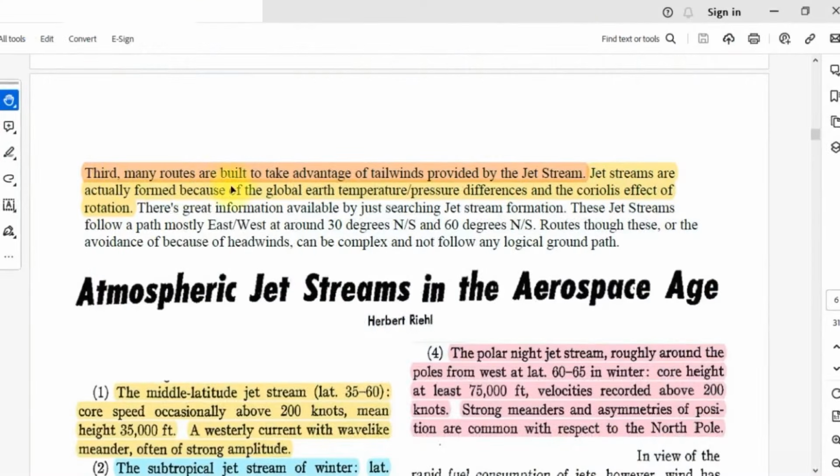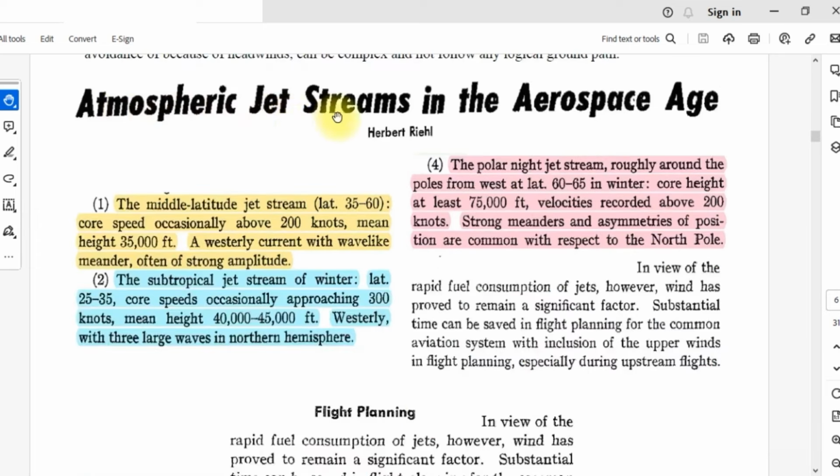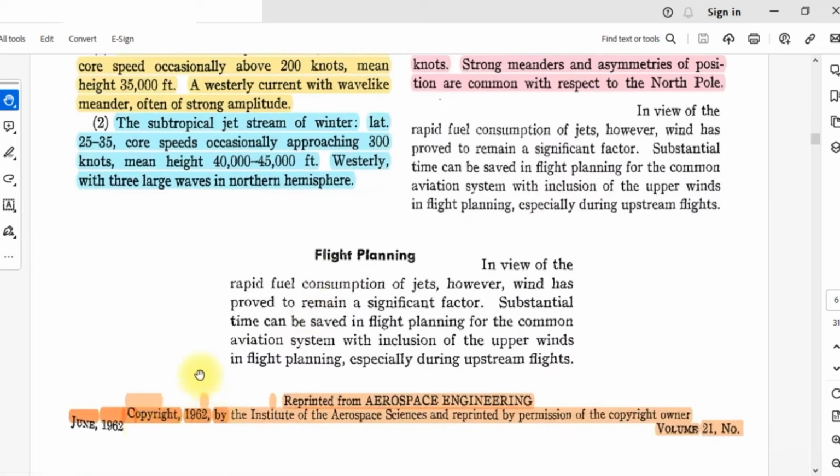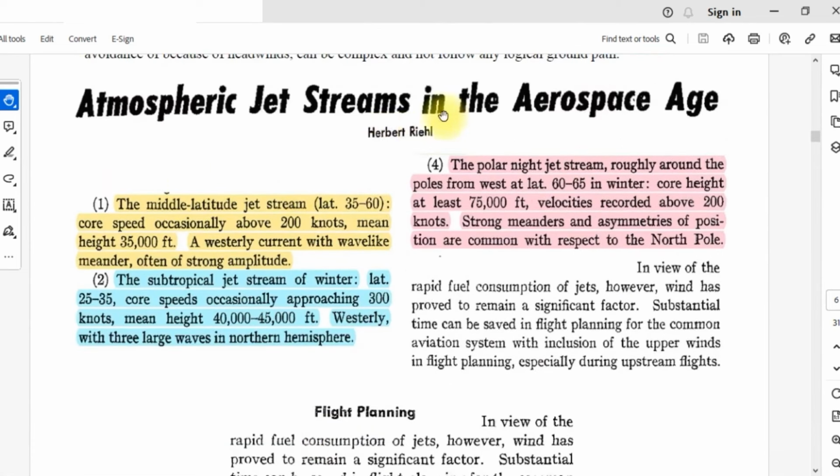Third, many routes are built to take advantage of tailwinds provided by the jet streams. Jet streams are actually formed because of the global Earth temperature pressure difference and the Coriolis effect of rotation. Here we have 1962. It already explained the jet streams. It's nothing new. They already used.